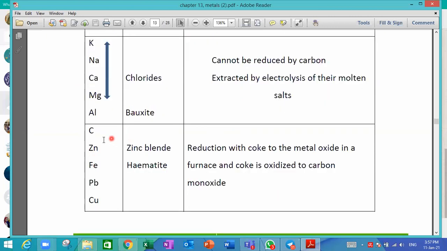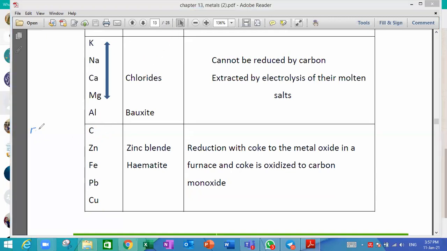But other metals that come below carbon in the reactivity series like zinc, iron, lead, and copper could be extracted from their ores by reduction with carbon. They are going to be extracted by reduction with either carbon or carbon monoxide. These metals would be extracted by the reduction with carbon or carbon monoxide.